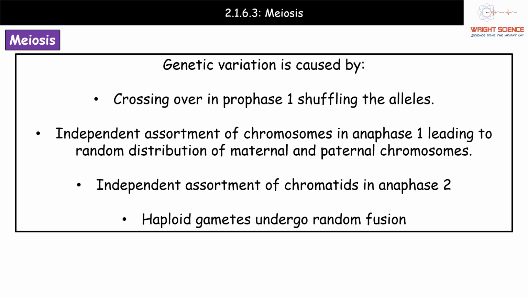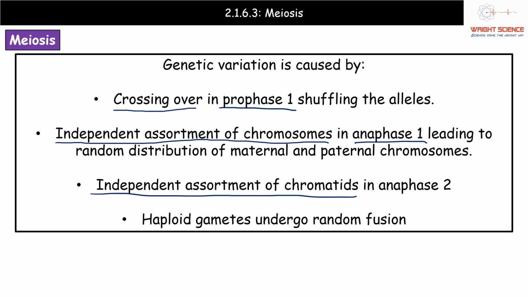So let's be careful. When you are learning these, let's make sure we have the correct process and the correct part of meiosis, including that number. So crossing over in prophase 1, independent assortment of chromosomes in anaphase 1, independent assortment of chromatids in anaphase 2, and then obviously random fusion of the gametes in the process of sexual reproduction itself.